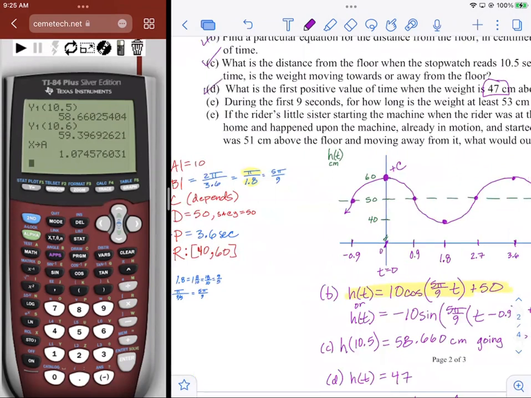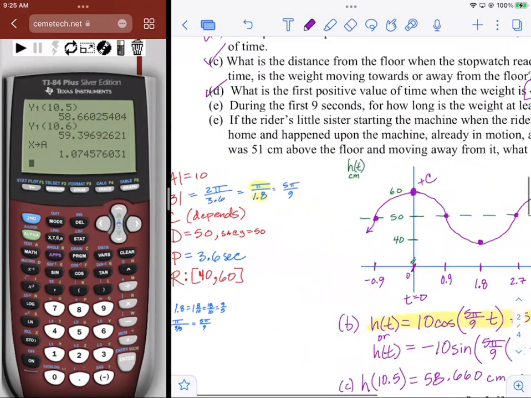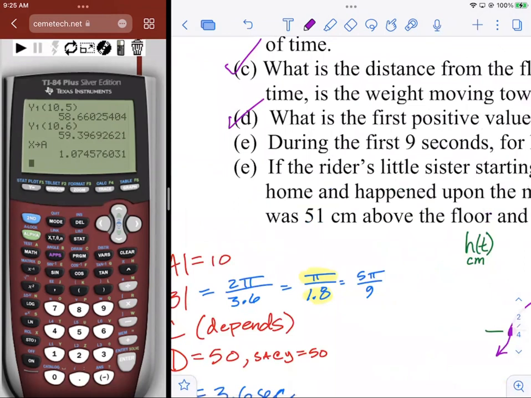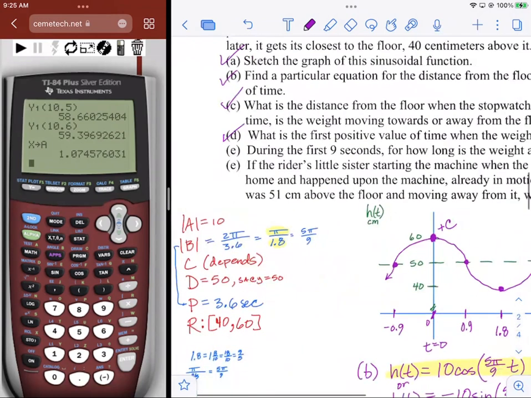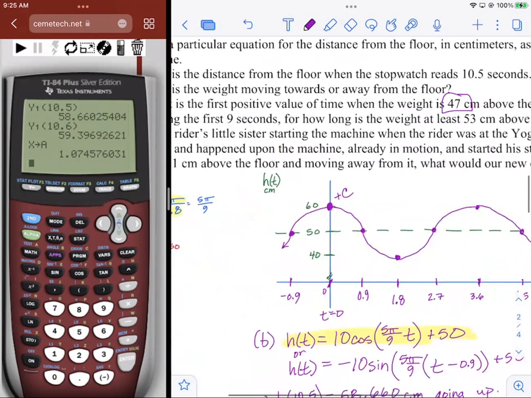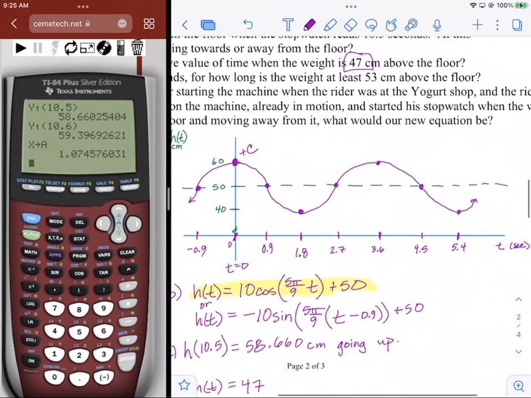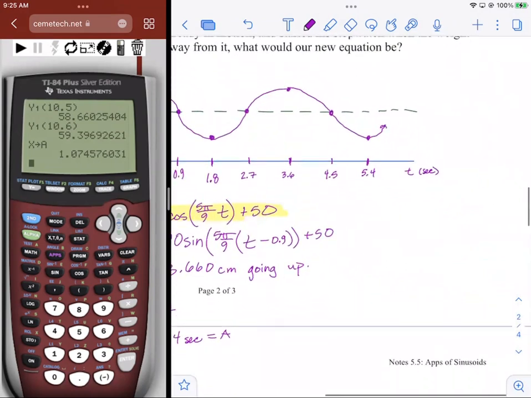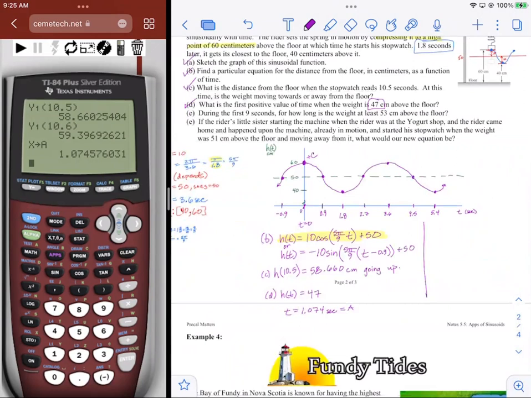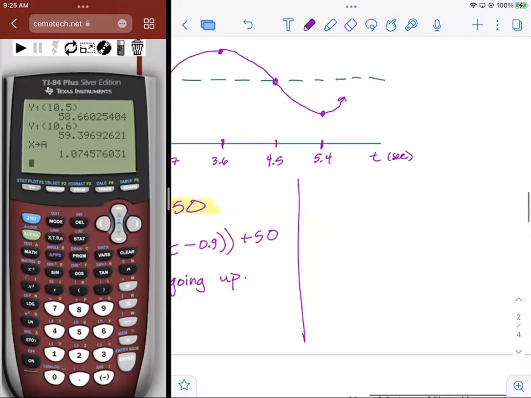Okay. A, B, C, D, E comes next. All right. The first E, right? I like to use letters twice, just like on example 1. So the first E, during the first 9 seconds, for how long is the weight at least 43 centimeters above the floor? During the first 9 seconds, for how long is it at least 43 above the floor? How do we do that?